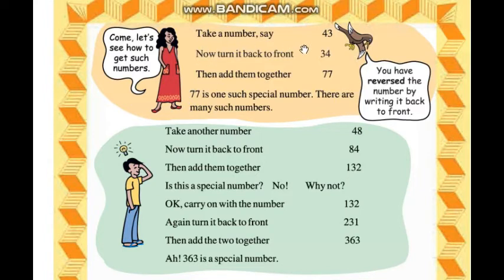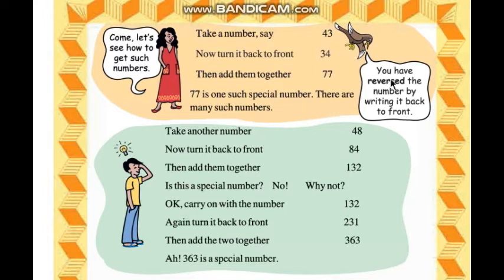So here take a number, say 43. Now turn it back to front. That means the last digit comes first and the first digit goes last. Now add them together. Here 34 plus 43 is equal to 77. Now 77 is one such special number.